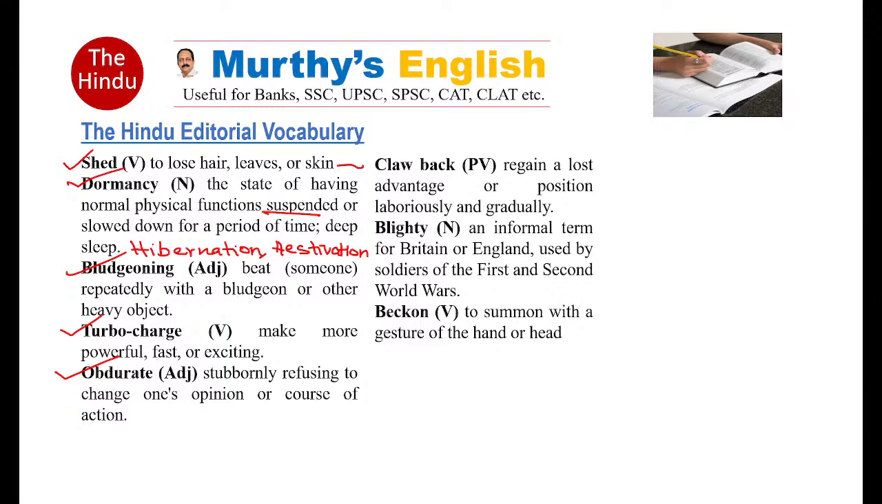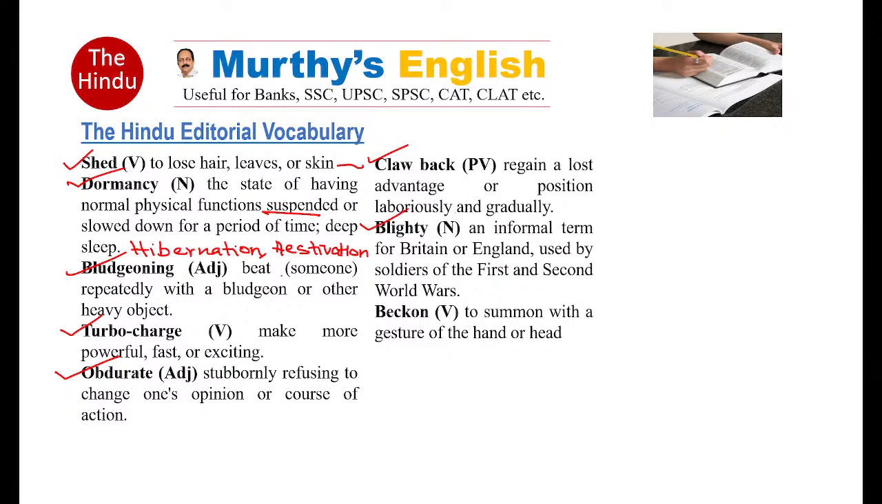Obdurate, you all know the word, something that has become obstinate or obsolete, not obstinate, obsolete. Obdurate: stubbornly refusing to change one's opinion or course of action. Here you can think of the word obstinate, stubborn. Clawback: regain a lost advantage or position laboriously and gradually. Slowly you get back the position you lost, then we say clawback.